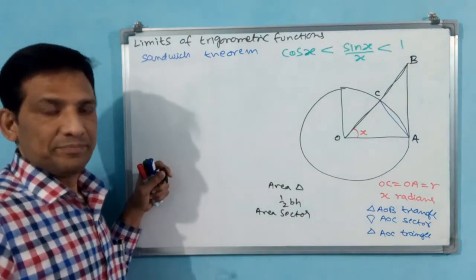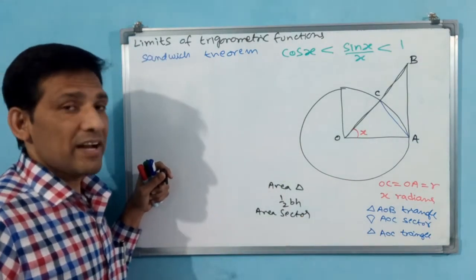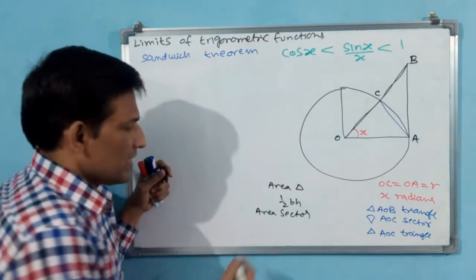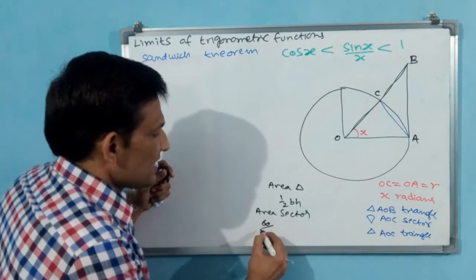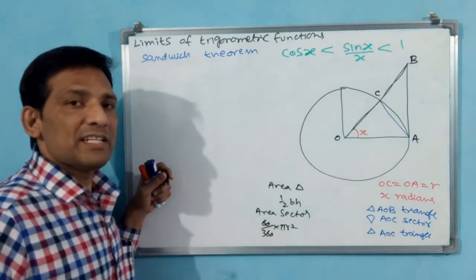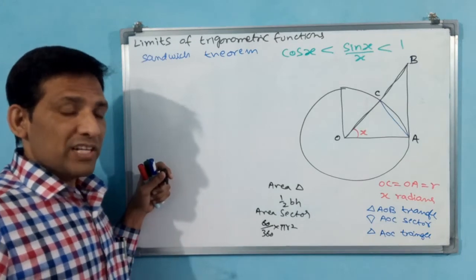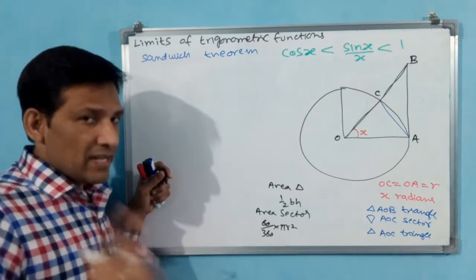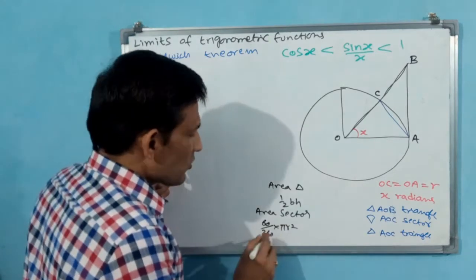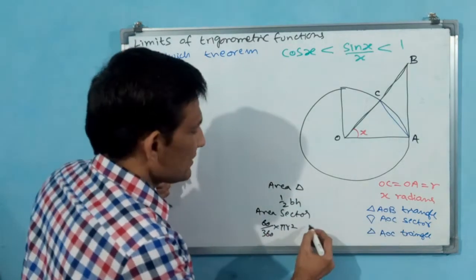Area of a sector depends on the angle of the sector. If the angle is 60 degrees, then the area is 60 by 360 into pi r square. Normally the area of a circle is pi r square, but for a sector, you have to know the angle. 60 degrees by 360. How do we write this technically in radians?